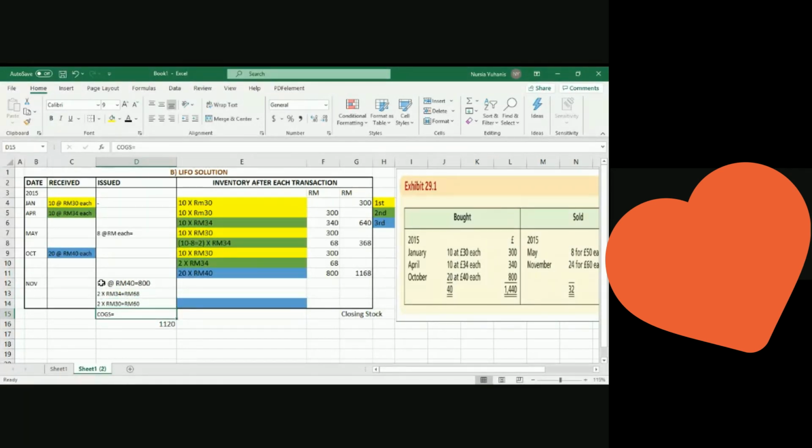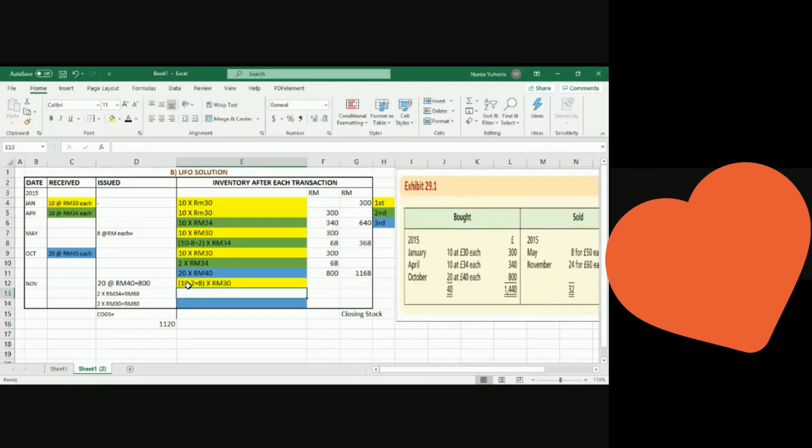So altogether you check again the total items in November you sell: 20 plus 2 plus 2, so 24. So it's correct. So you need to sell 24 items. Okay, so now what happened to your stock? Let's look at the yellow one. Yellow one you have balance 8, times 30. 8 comes from originally you have 10 and then you already sold 2.